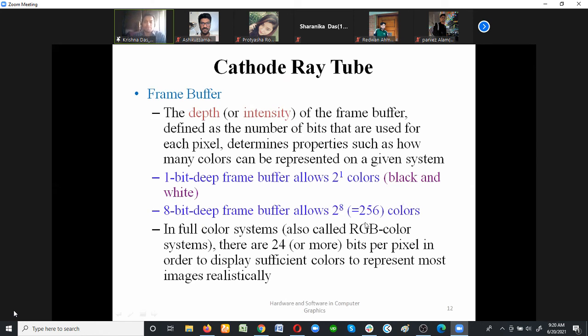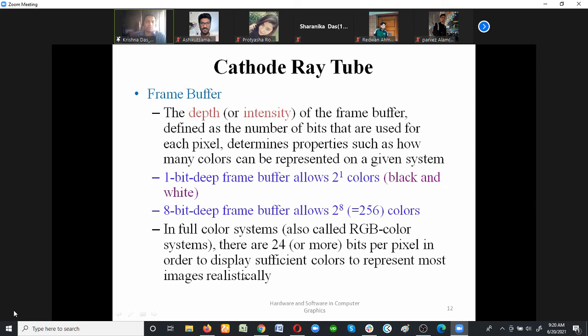Now you can imagine that when I'm having 2 to the power 32 bit, that means millions of colors are possible in one pixel. That's why you can show very real-life-like images. In a full color system, full means the highest range, also called the RGB color system, they have 24 bits per pixel in order to display sufficient colors to represent most images realistically.